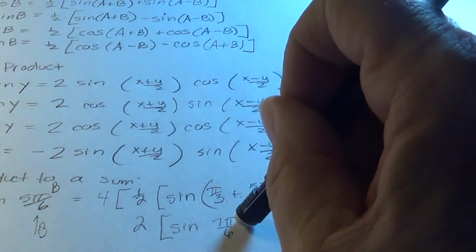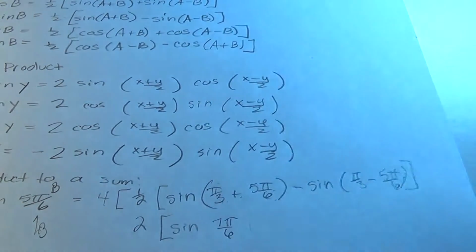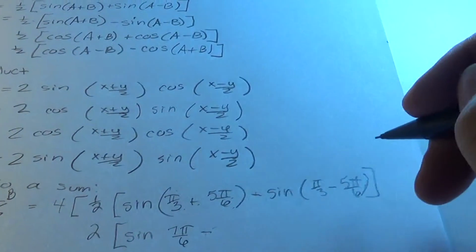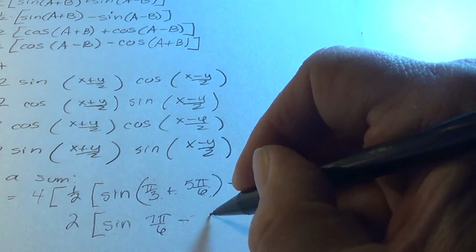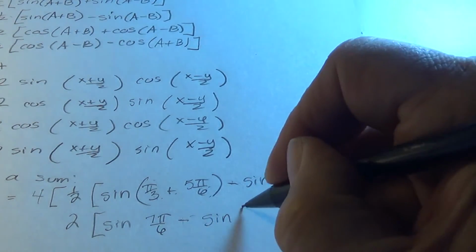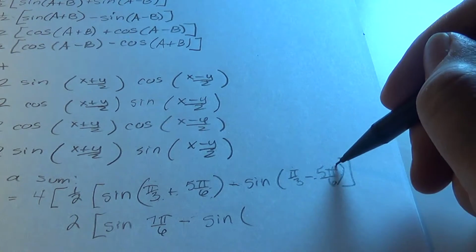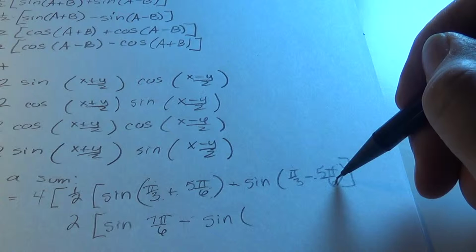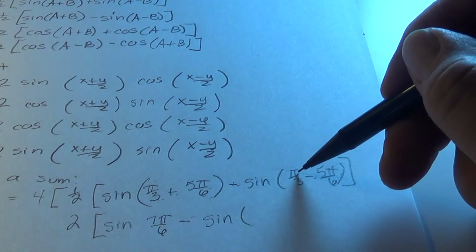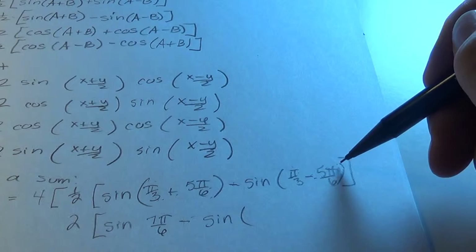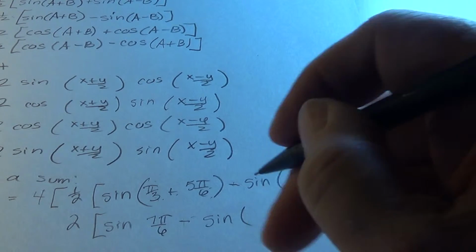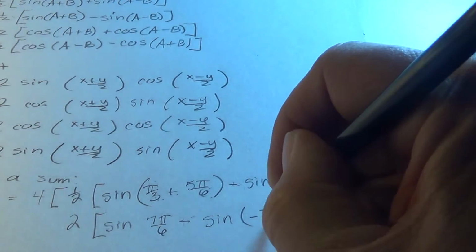And, whoops, it's a negative sign. So now the negative sign. And then sine of pi over 3 minus 5 pi over 6. And that will be 2/6 pi minus 5/6 pi. So when I do that, I get a minus pi over 2.